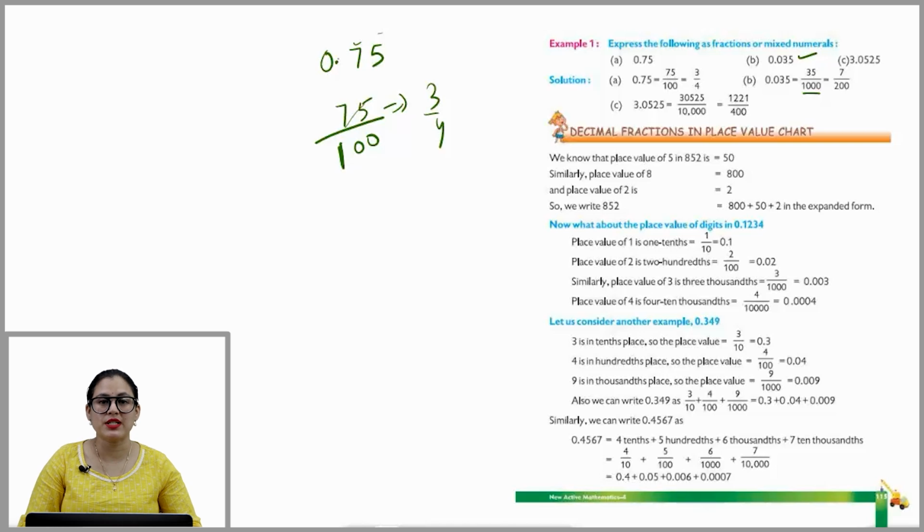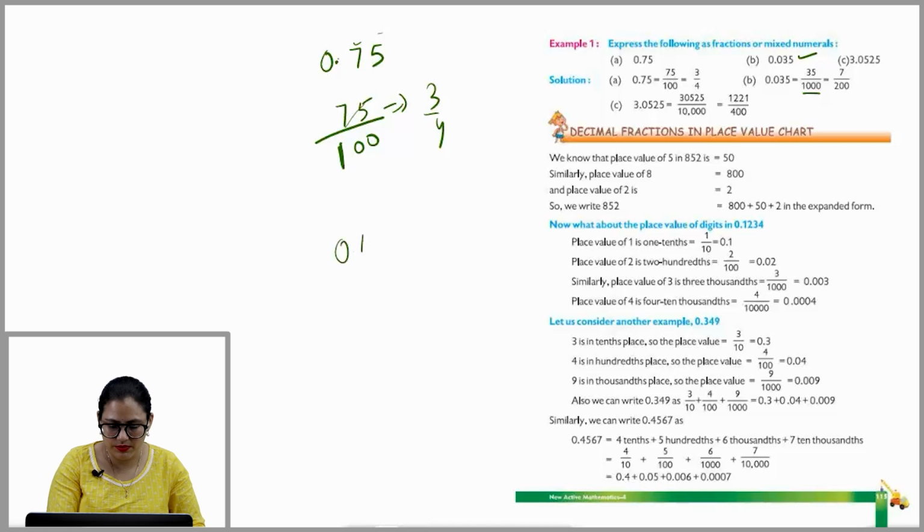Decimal fractions and place value chart. We know that the place value of 5 in 852 is 50. Similarly, place value of 8 is 800 and place value of 2 is 2. So, we write 852 is equal to 800 plus 50 plus 2, which is the expanded form. Okay. Now, what about the place value of digits in 0.1234?